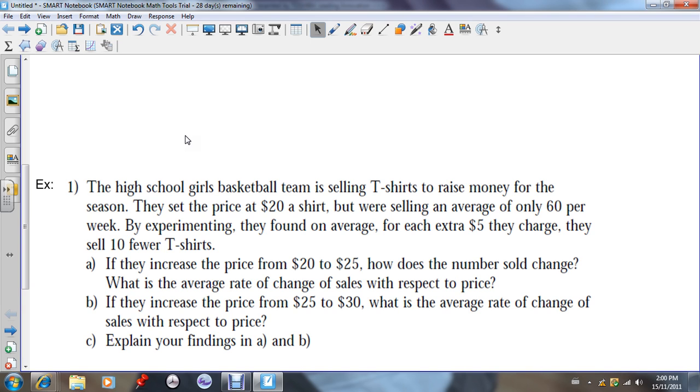It says, explain your findings in A and B. You don't have to do that. We just went through it. What you're supposed to see here is rate of change and how rate of change applies to an everyday situation. You're going to notice that in A and B, the rate of change stayed the same. On the same increase of $5, you lost 10 t-shirts. That is very important.